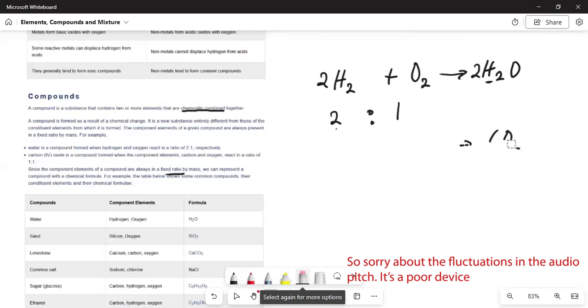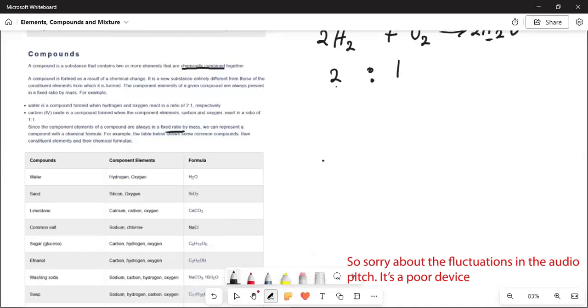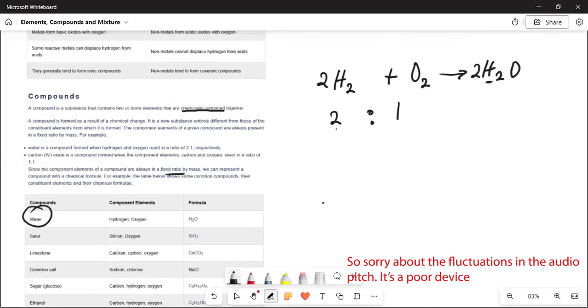So we have some common examples of compounds, their constituent elements, and their formulas in this table here. Water is the first one here, which I already talked about, because for water to be formed, you need 2 moles of hydrogen to 1 mole of oxygen. That is a fixed ratio by mass. So we can represent water with what? The chemical formula. The chemical formula of water is H2O. The component elements are hydrogen and oxygen.